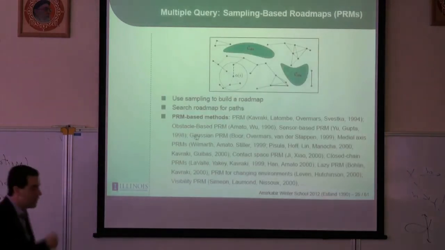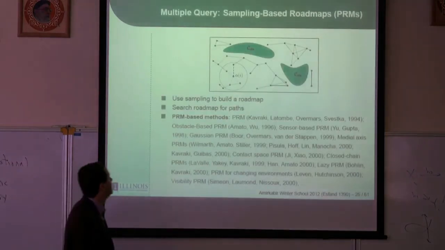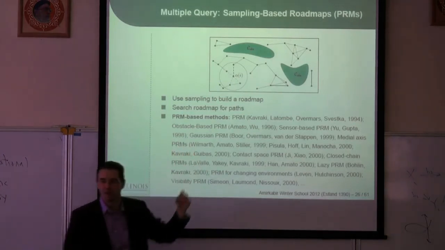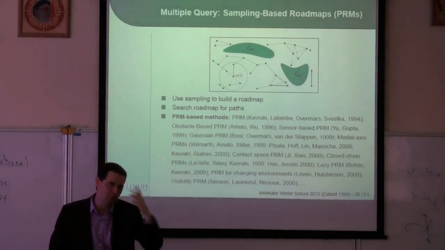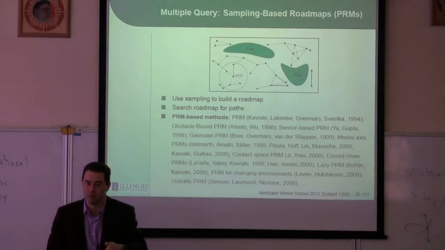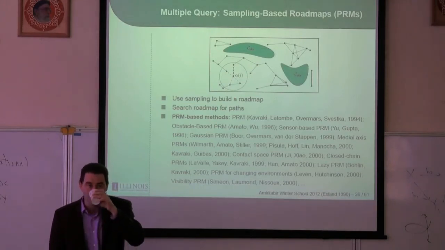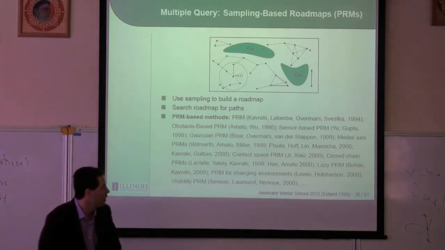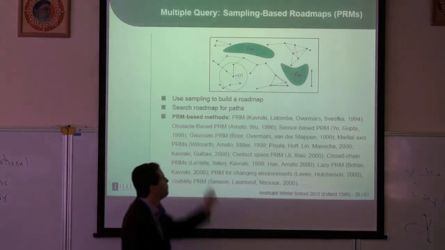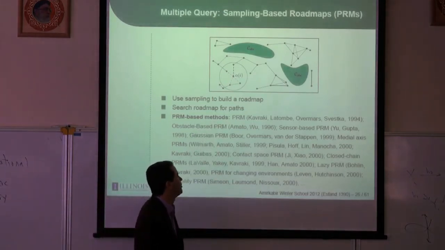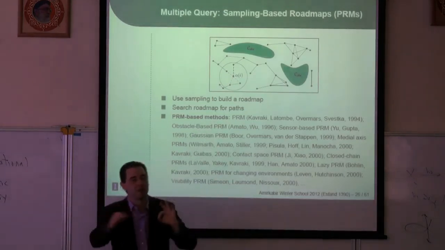One big family is called Probabilistic Roadmaps, where they do it in the multiple query sense. In computational geometry, I assume you always think about this, right? Is it a multiple query problem or single query? If it's multiple query, then it may make sense to pre-compute some data structure. So what we do here is we pick a bunch of points at random in the configuration space, and then we try to connect them together to make a roadmap.